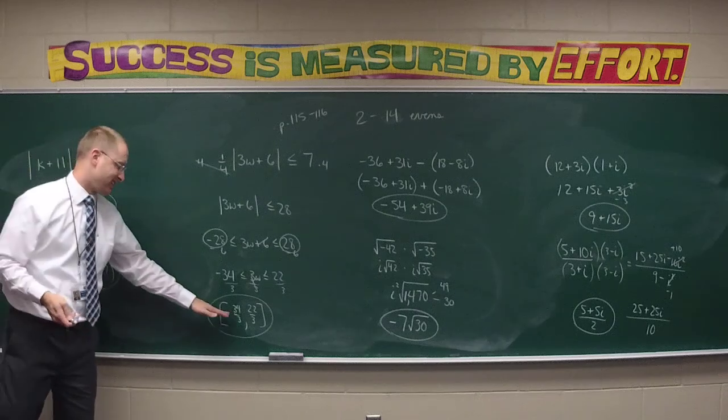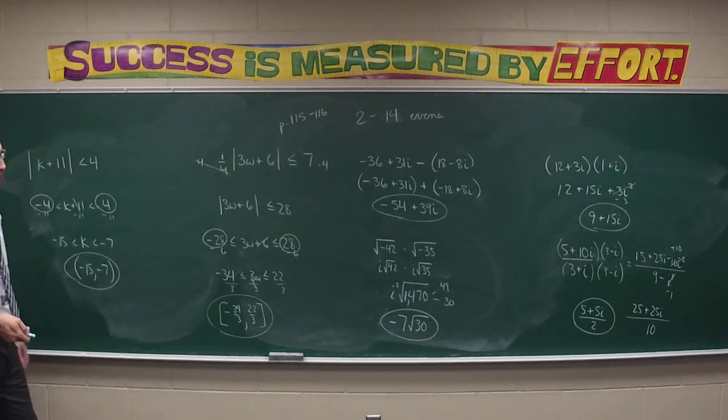Here, everything between, it's ugly, negative 34 thirds and 22 thirds in brackets. How many got these two correct for 2 and 4? All right, questions on the work. I tried to show the steps. Any questions on 2 or 4? All right, if you did not get it, did you find where you made your mistake?